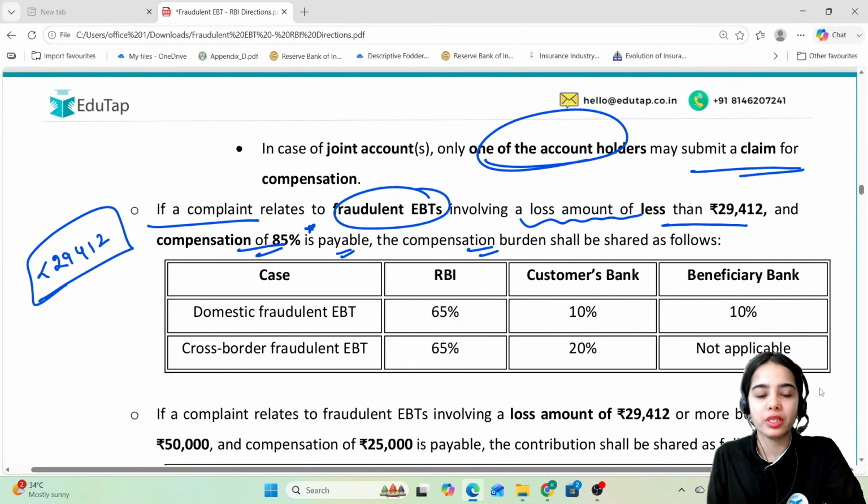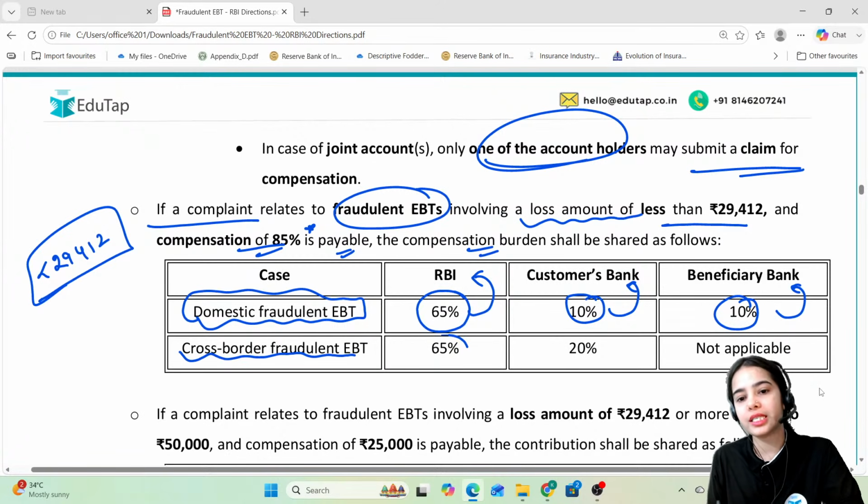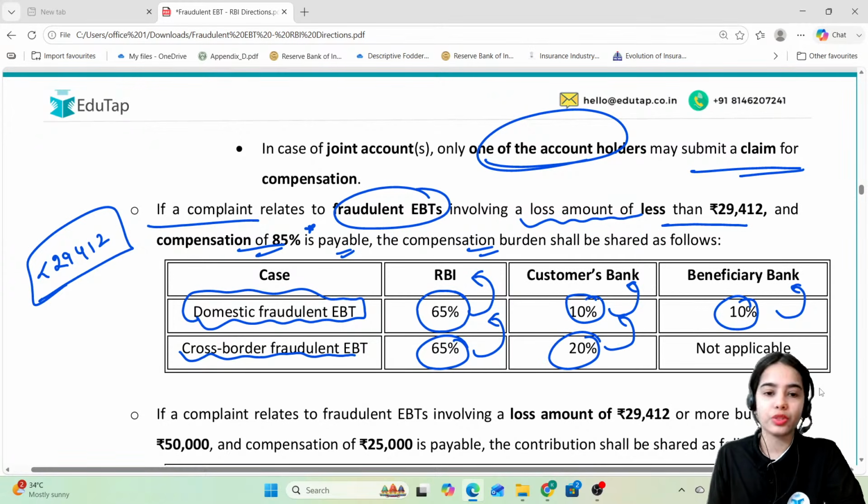The compensation burden, in the case of domestic fraudulent EBT, will fall 65% on RBI, 10% on the customer's bank, and 10% on the beneficiary bank. While in case of cross-border fraudulent EBT, 65% will be the burden on the RBI and 20% on the customer bank. So this is the idea.